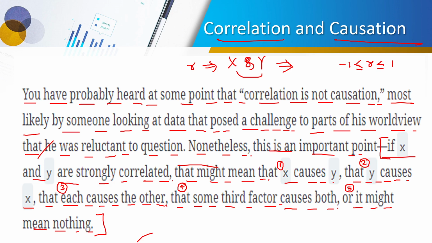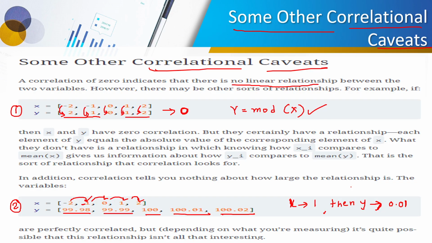X causing y, first case. Second case, y causing x. Third case is both causing each other, meaning x causing y and y causing x. Fourth case is that there is another factor, suppose z causing x as well as z causing y. And the last case, there is no relationship between any of this, there is no causation between all of this. So this is the point which is available for this. Is it clear? Is this point clear?